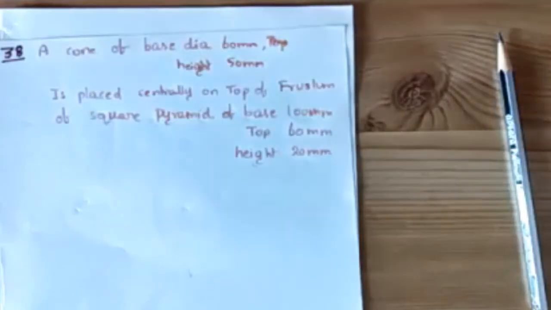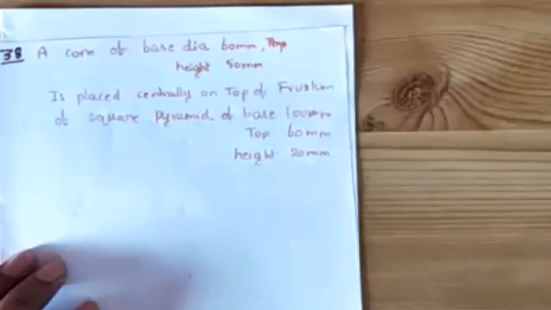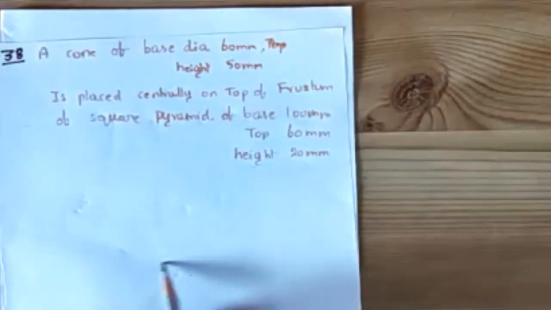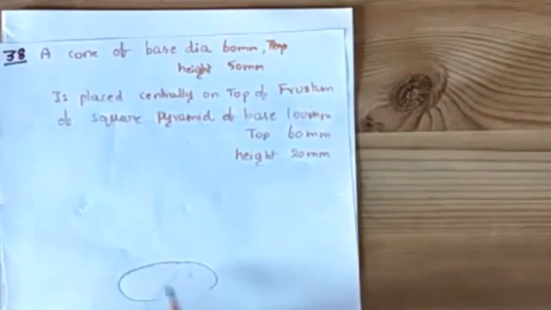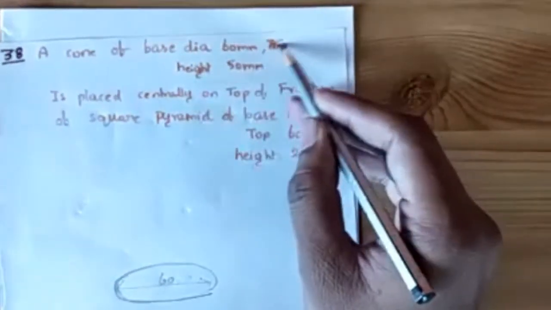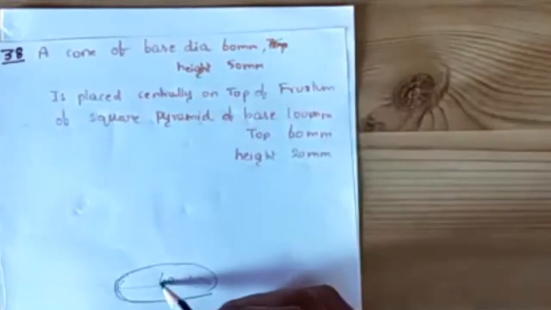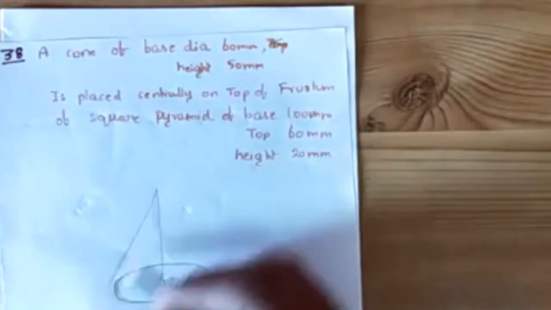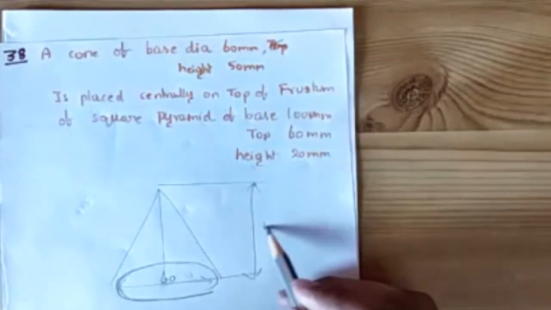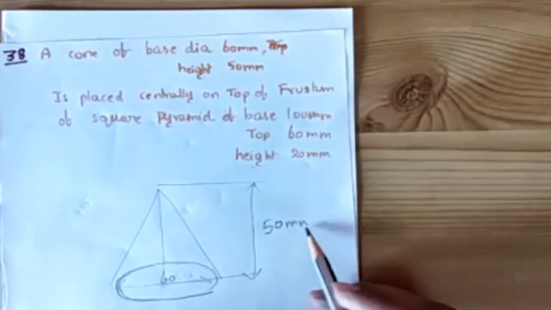We have a cone whose base diameter is 60. So that means we have a cone of base diameter 60, and the height of the cone he has given you as 50. This is the height of the cone, which he has given you as 50 mm.